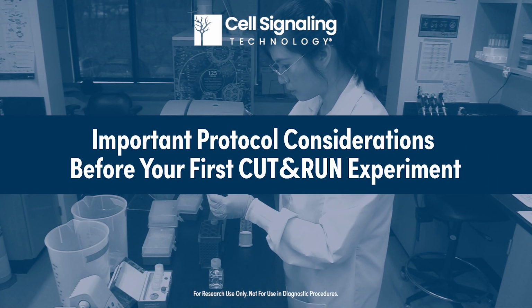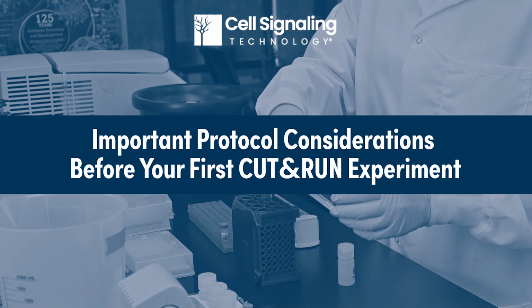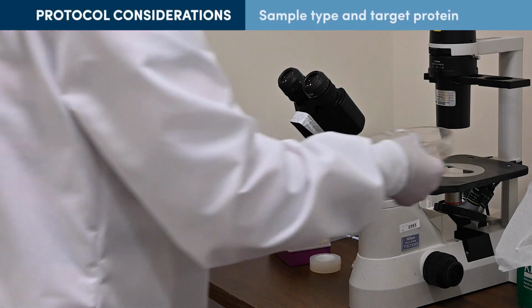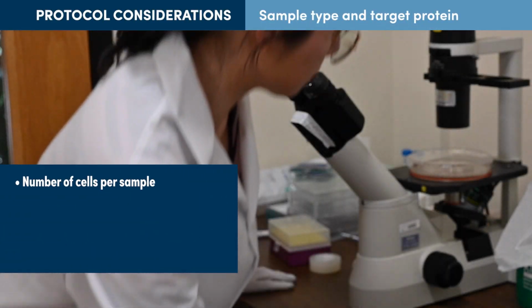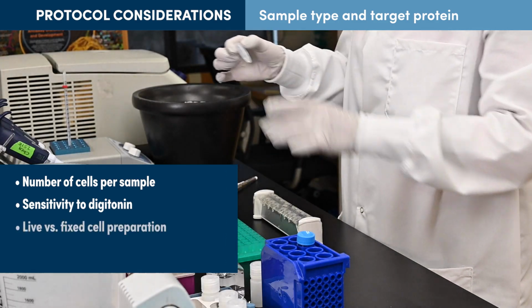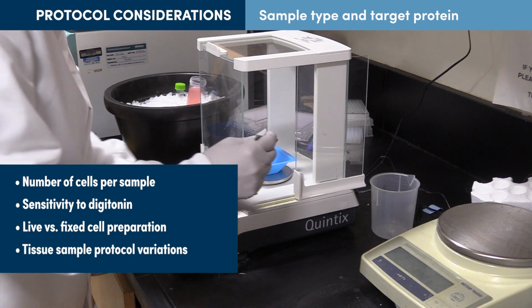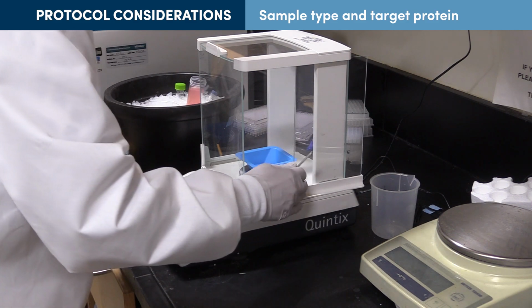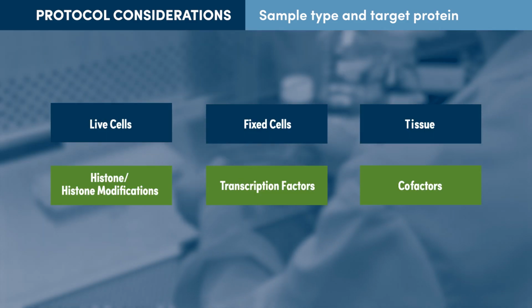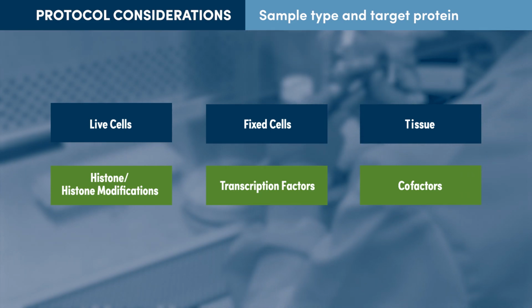Before setting up your cut and run experiments, let's review several important aspects of the cut and run protocol that can impact your results. Consider the number of cells required to generate robust cut and run results, potential sensitivity of your cells to digitonin, whether to use live or fixed cells, or if using tissue, what protocol variations might be required. First, consider your sample type and target protein when determining the number of cells required for input samples and when choosing which protocol variation to use for Section 1, Cell and Tissue Preparation.